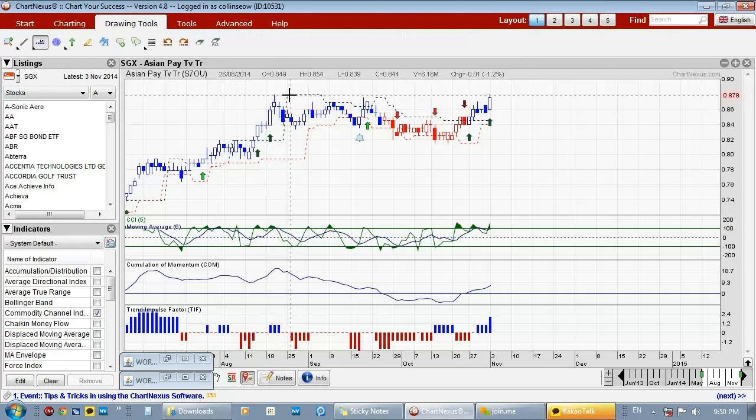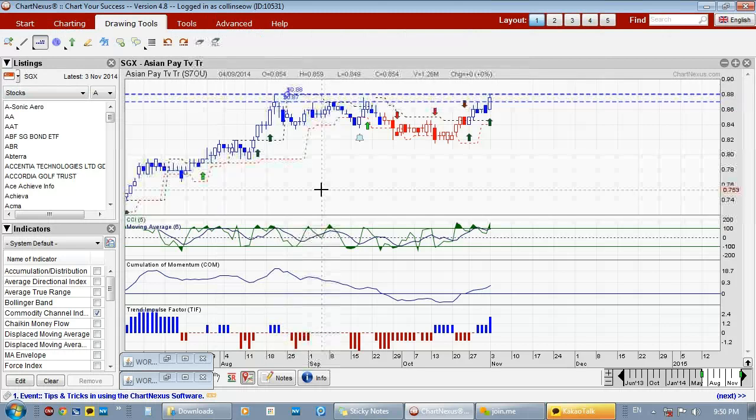Okay, I can see that there are two levels of resistance, one here and one here. According to the system, you will buy above the resistance, or above the prior candle high of the signal day, which is 885. So tomorrow, if it's triggered, then you buy at 885.